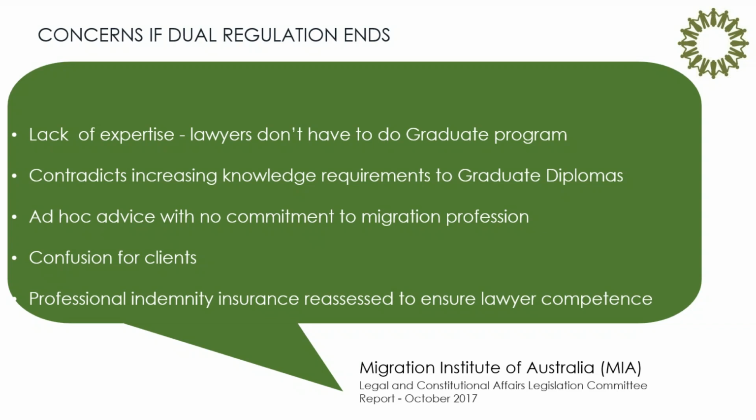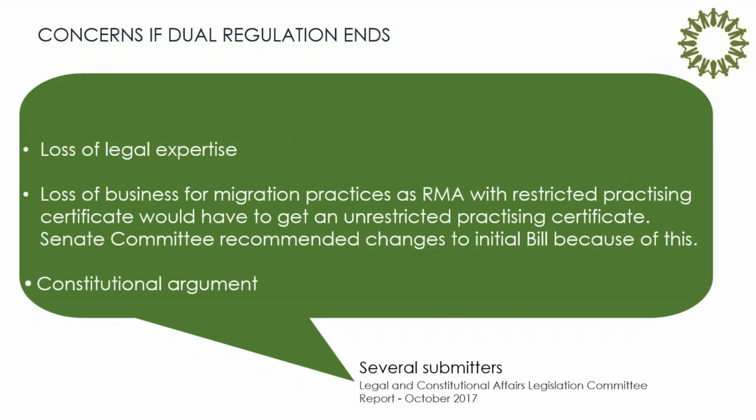And there'd be confusion for clients, consumer protection complaints to 2 bodies, and professional indemnity insurance. Insurers would need to reassess the risk and be assured that the lawyer was competent in giving immigration assistance. Currently that assurance is there, said the MIA, by virtue of registration as a migration agent. There were concerns about a loss of legal expertise.